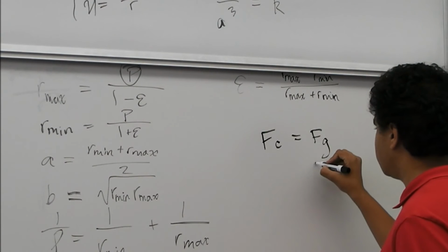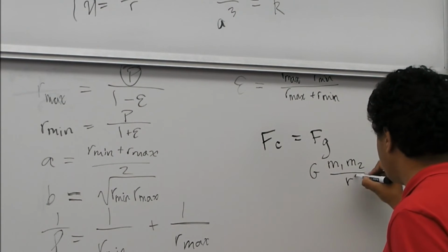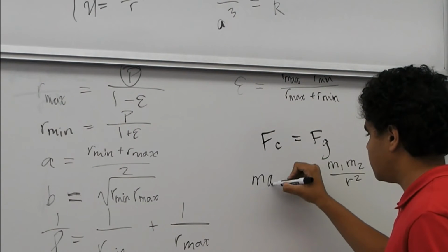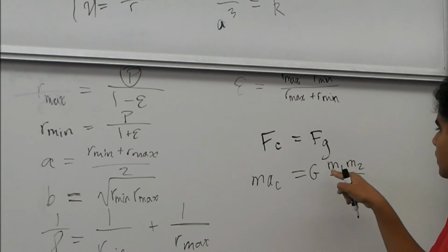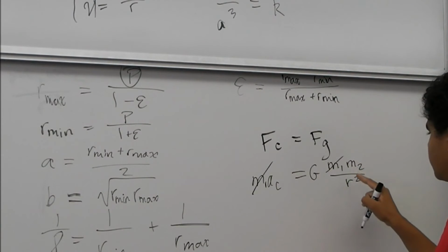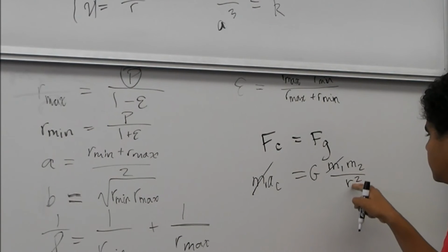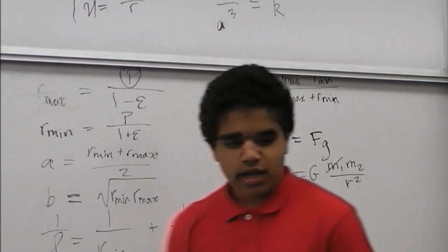And then you can just plug in G m1 m2 over r squared equals m times the centripetal acceleration. And then you know what your acceleration is. You can just cross out the mass of the person, that's m1 here, and then you've got m2 over r squared. You know what G is, it's a constant. You know what a_c is, you know what r squared is, so you can just find the mass of the Earth. You're not going to go all the way through it.